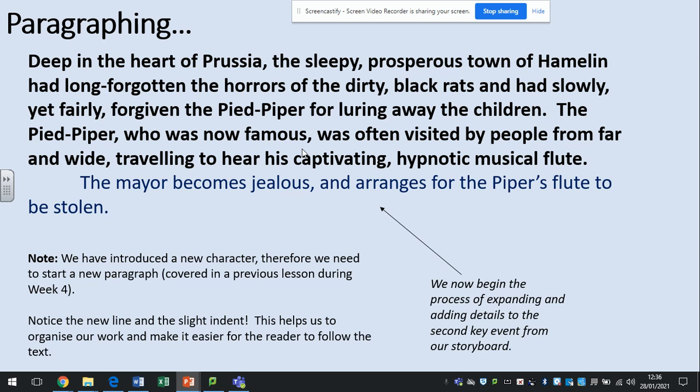It was to do with rivers. Anyway, it doesn't matter. You've done a lesson on paragraphing. Please make sure then that we apply that skill when we're writing. So remember, when we're paragraphing, we start a new line and then we indent the text.